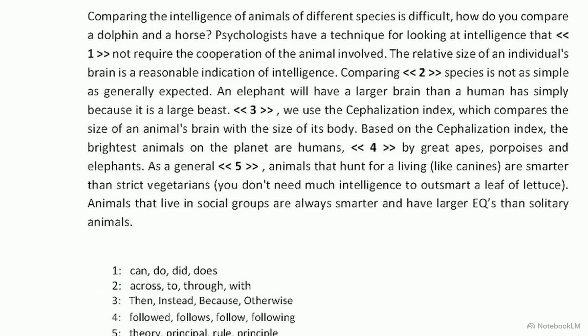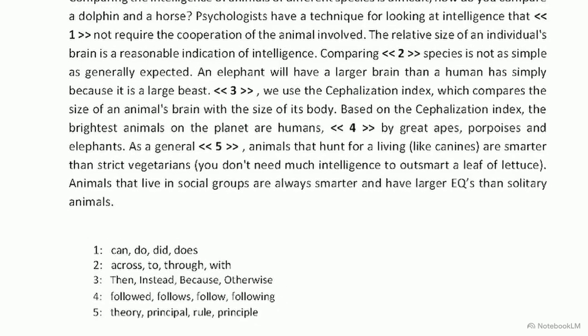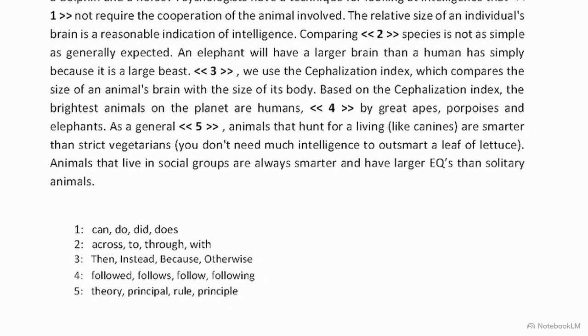The third blank tests the logical connection between two consecutive sentences. The first sentence presents a specific premise, that elephants have large brains simply because it is a large beast, but the text immediately moves to an alternative measurement, the cephalization index. Because the second thought doesn't follow the first as a direct result, we can rule out "then" and "because." To bridge these two opposing ideas, we need a contrast word. "Instead" is the only choice that fits the logic of the shift.